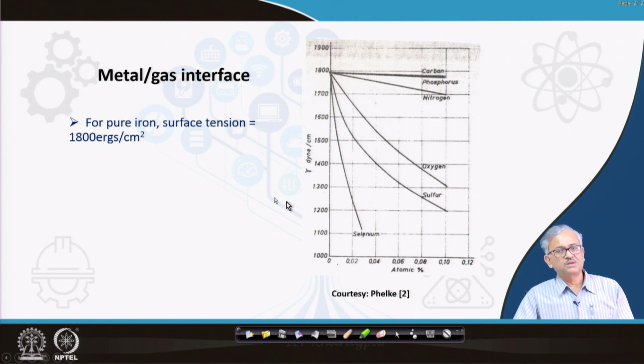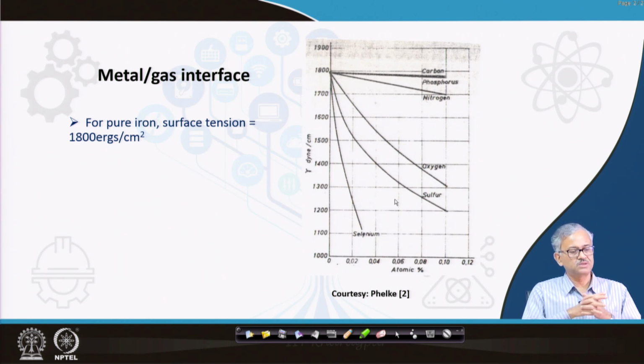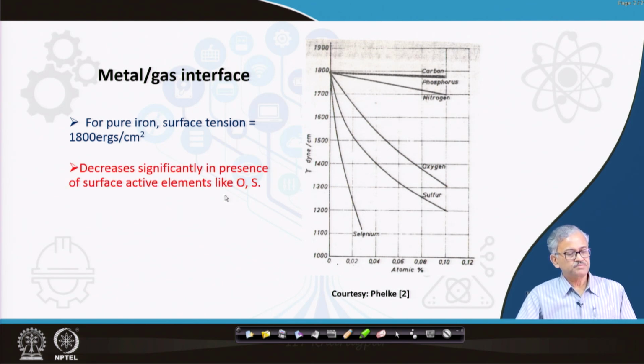But still the surface active element reduces this surface tension, because when the surface tension decreases, obviously the stability of the foam increases, and that is a good thing. So during refining also surface tension in the slag metal interface decreases. Again, surface active elements reduce the surface tension of the metal gas interface. All these are welcome things, because you have oxygen and sulfur both in the bath. These are helpful for reducing the surface tension and for stabilizing the emulsion, and it decreases significantly in presence of surface active elements like oxygen and sulfur.